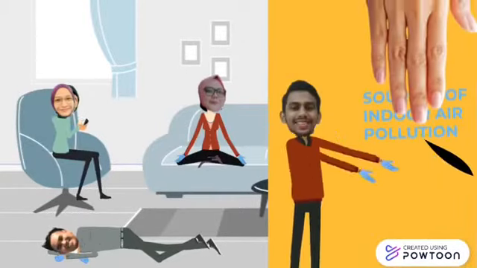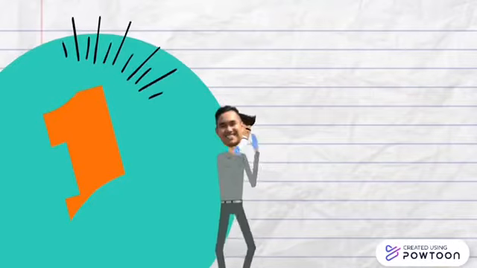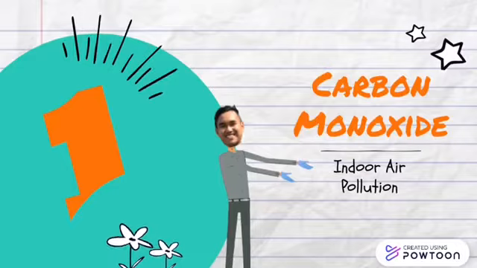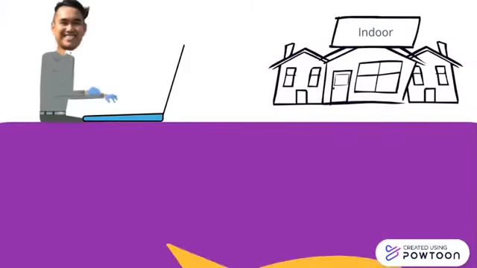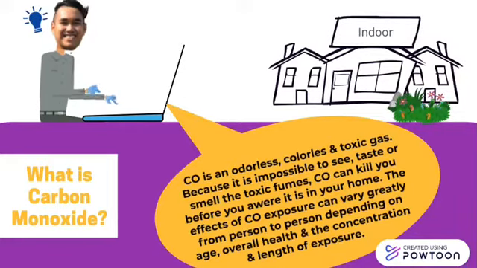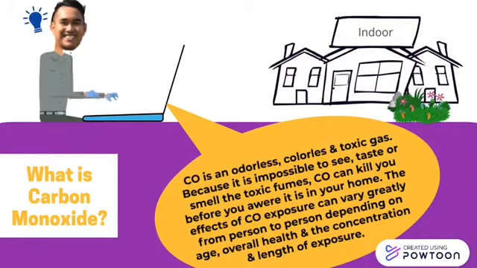Let's learn about sources of indoor air pollution. First is carbon monoxide. Carbon monoxide is an odorless, colorless, and toxic gas. Because it is impossible to see, taste, or smell the toxic fumes, CO can kill you before you are aware it is in your home. The effects of CO exposure can vary greatly from person to person depending on age, overall health, and the concentration and length of exposure.